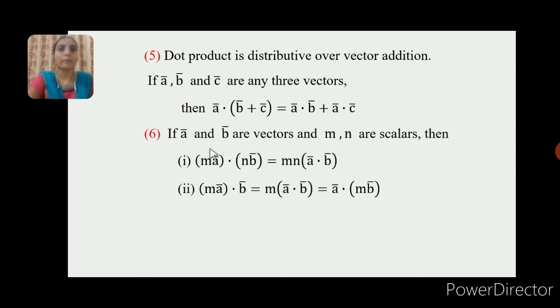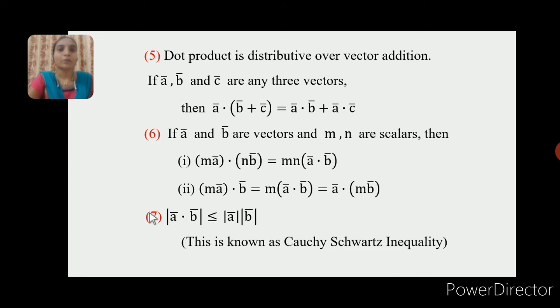Sixth, if a bar and b bar are vectors and m and n are scalars, then first, in bracket m a bar dot product with in bracket n b bar is equal to mn in bracket a bar dot b bar. Second, in bracket m a bar bracket complete dot product with b bar is equal to m in bracket a bar dot b bar, which is equal to a bar dot in bracket m b bar.